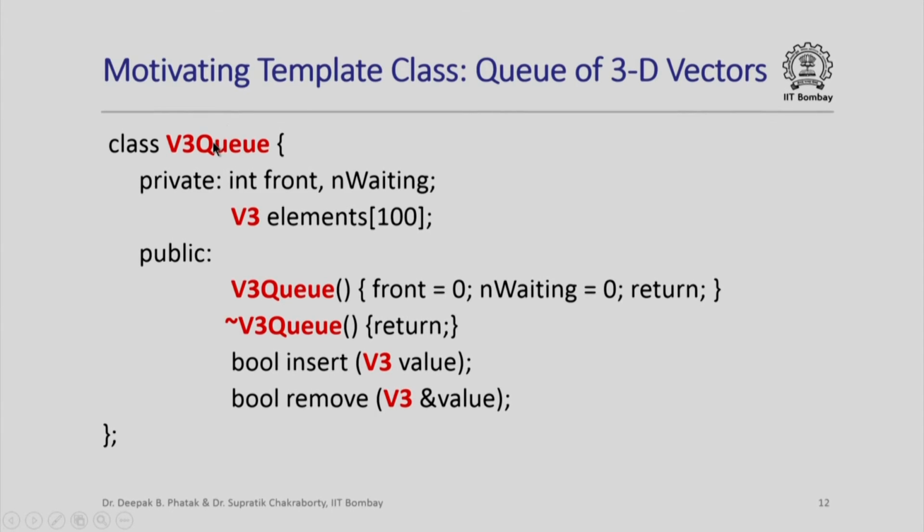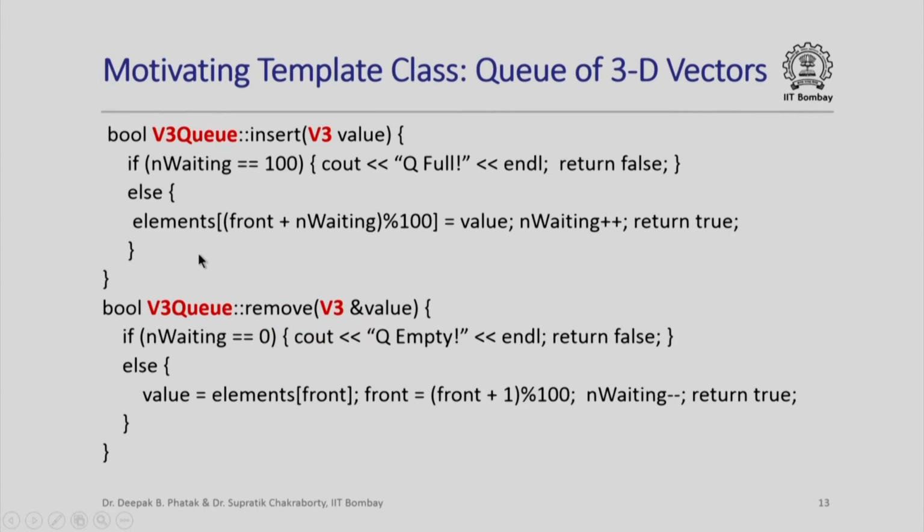I am perhaps going to give a different name to the class. The elements array is going to be an array of v3 objects rather than integers. The constructor and destructor function names will be different because the name of the class is different, and the insert and remove member functions will take arguments which are of class v3 rather than integers. So this is really the only difference between the int_q class we saw earlier and the v3q class that we are seeing now.